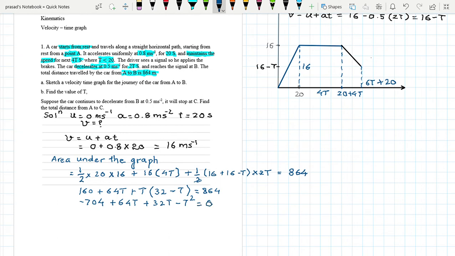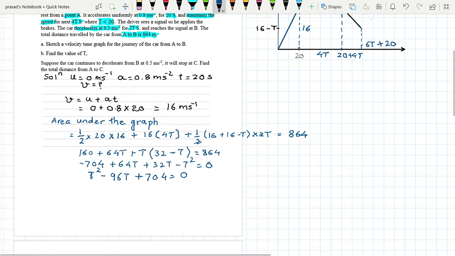So get the quadratic equation in the standard form in t, capital T. So t square minus 96t and plus 704 equal to 0. See that I am making the coefficient of t square term positive so that it is easy to solve.